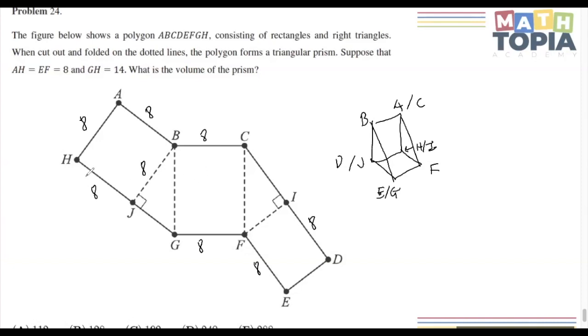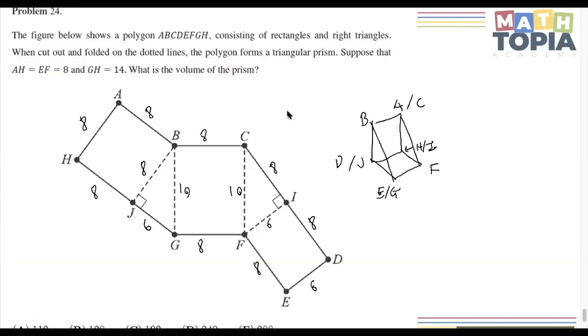And GH is going to be 14. Therefore, this length here is going to be 6. This length here is also going to be 6 by symmetry, because these are both the same right triangles, and this is a rectangle in between. And then by 6, 8, 10 triangles, we get 10 and 10, right? We can use Pythagorean theorem, or if you know 3, 4, 5, we can figure that out.